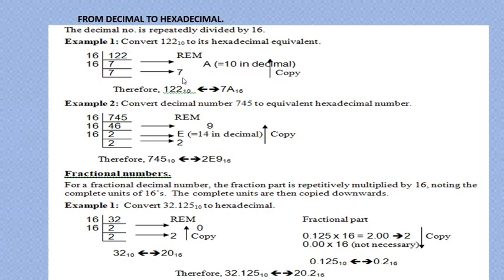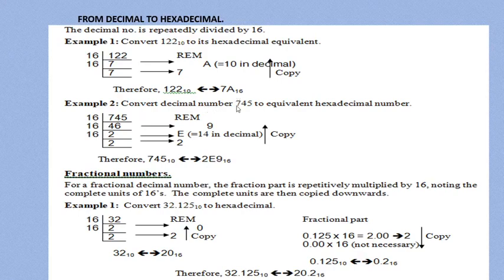But remember, when you get 10, I have taken you through that 10 is A, and therefore you have 10, 11 up to 15, which you write as A, B, C, D, E, F. Therefore, for this one, convert this one, we got 10, remainder 10. Therefore, for 10, you don't write 10, you write A. Remember, A, B, C, D up to E to F.